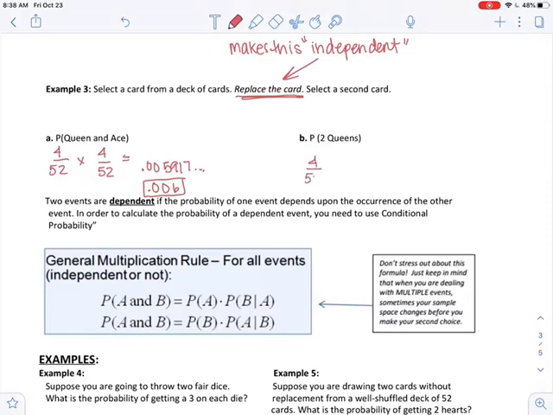Next, we're going to find the probability of 2 queens. So this is the exact same thing. So it's 4 out of 52 times 4 out of 52 because we are putting the queen back. So we have an equally likely chance we'll be able to pull it again. Multiply these two, and we're going to get the exact same answer that we did for A.